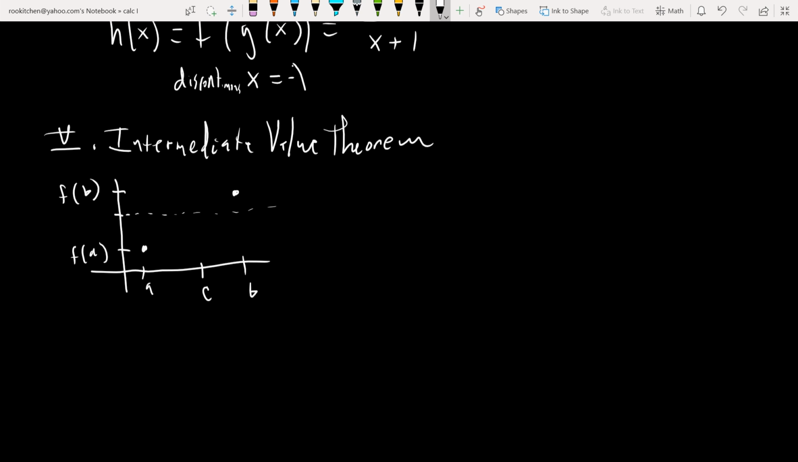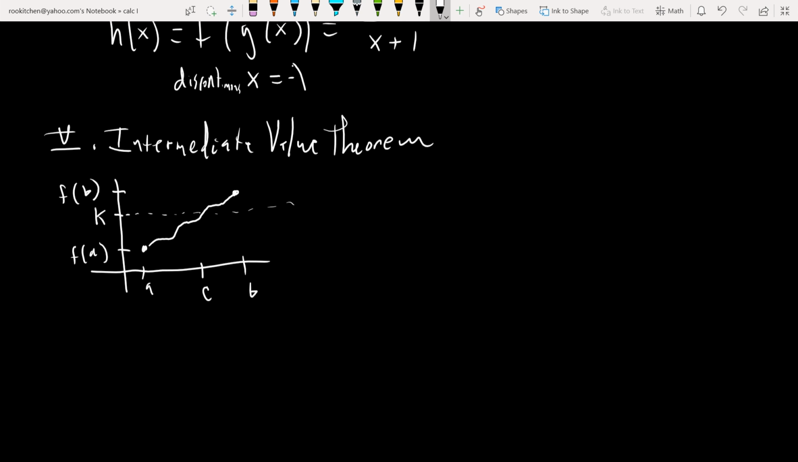So let's say I care about the value here at k. If this function is continuous from a to b, what's got to happen? Well, to get up to b, it's going to have to go through k eventually. Okay? And that's what this theorem is saying.